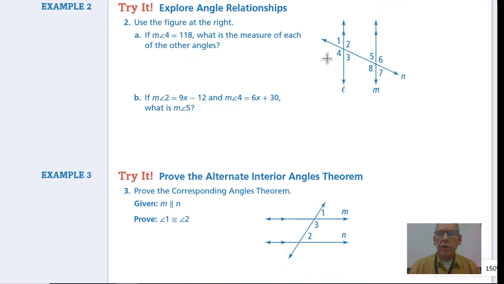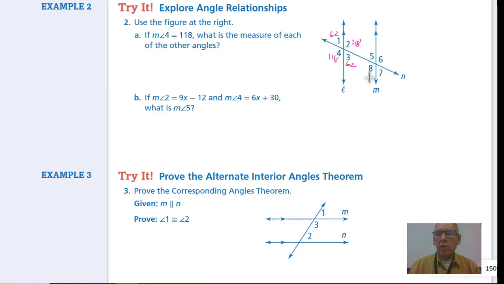They tell us that angle 4 is 118 degrees. What's the measure of each of the other angles? Well, let's just use what we have. Vertical angles gives us 118 there. 3 and 4 are a linear pair, which means that 3 has to be 62. And either by linear pair or vertical angles, we can get angle 1 is 62. So that's what we can do at this intersection here.